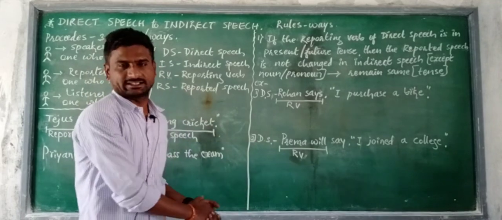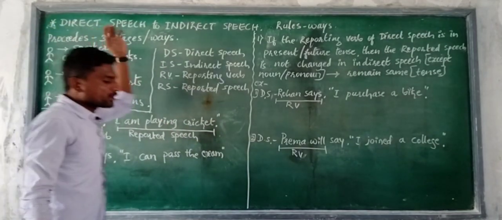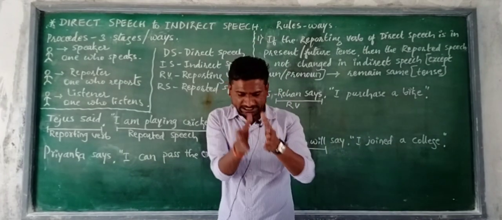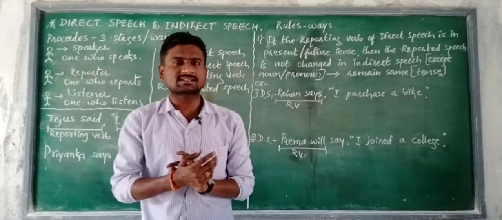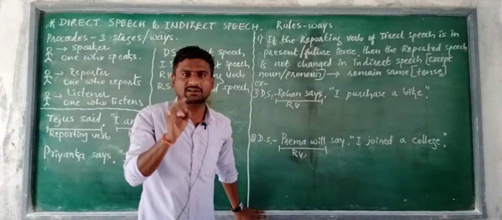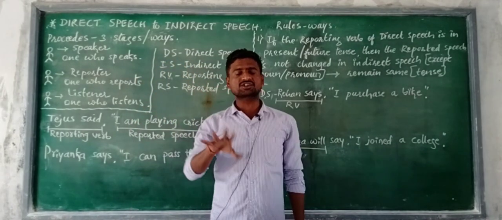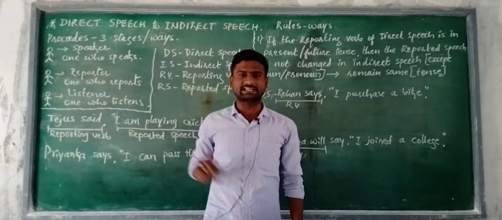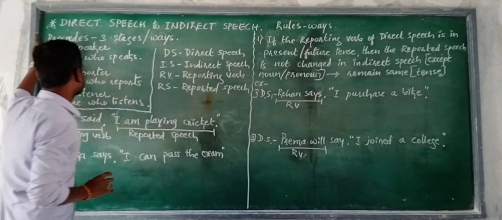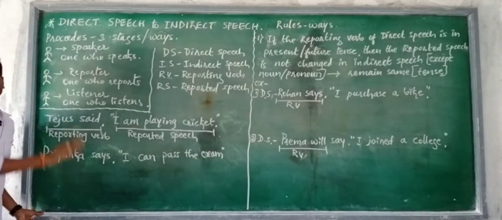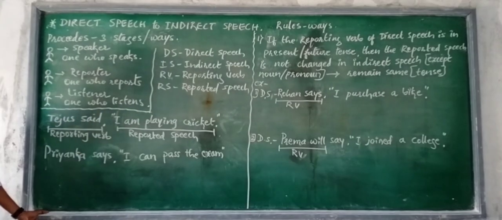Let's get started. See my dear students, in direct to indirect speech we need exactly 3 persons in the form. We need 3 persons to make the procedure of direct speech into indirect speech. We are going to see the 3 persons in this way to make direct speeches into indirect speech.